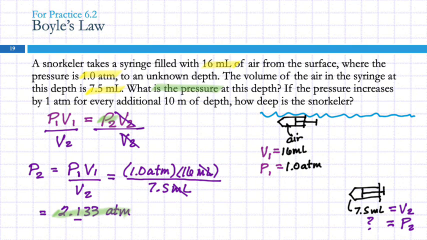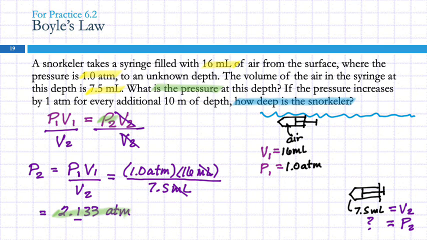What's the second question? How deep is the snorkeler? Okay, this is the part that becomes a critical thinking problem. This is what makes this one kind of tricky. So it's reminding us that the pressure increases by 1 atmosphere for every 10 meters of depth.